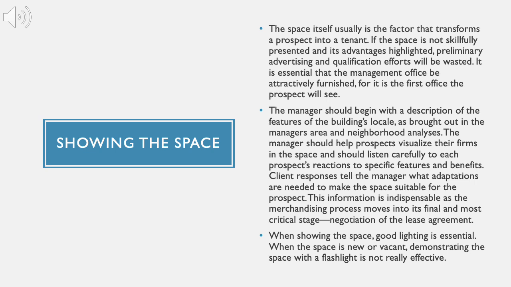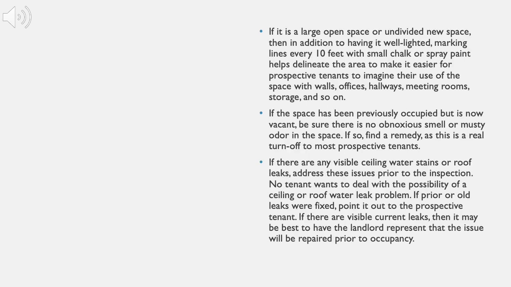When the space is new or vacant, demonstrating the space with a flashlight is not really effective. If it is a large open space or undivided new space, then in addition to having it well lighted, marking lines every 10 feet with small chalk or spray paint helps delineate the area to make it easier for prospective tenants to imagine their use of the space with walls, offices, hallways, meeting rooms, storage, and so on.